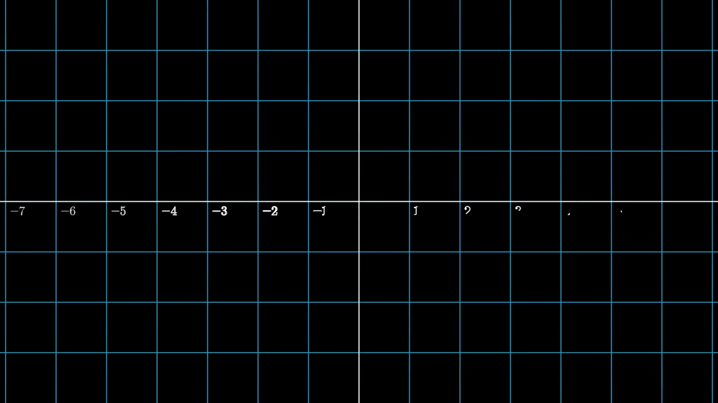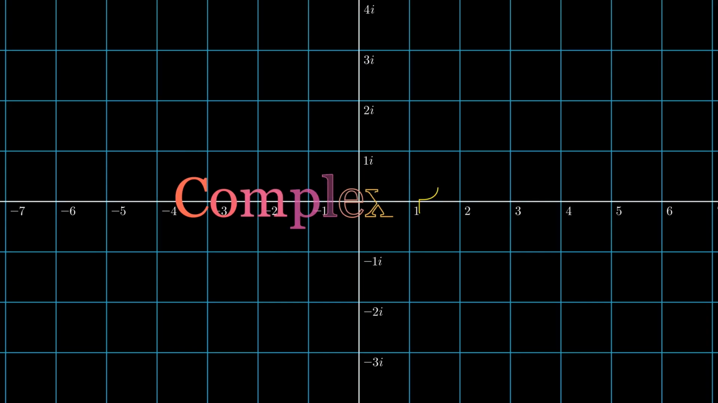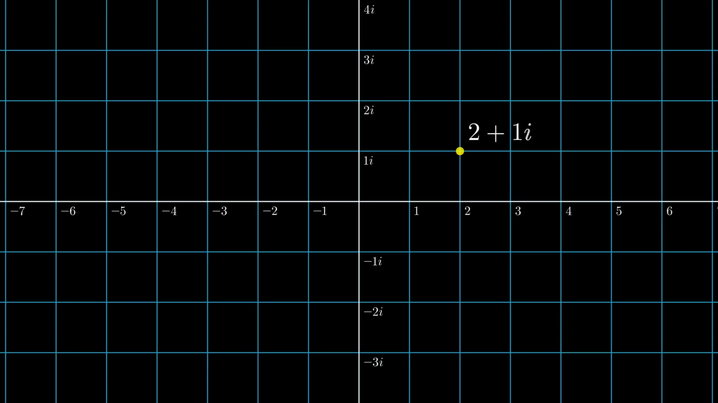So we can represent complex numbers in a plane called the complex plane. On the x-axis, we put the usual real numbers, and on the y-axis, we put the so-called imaginary numbers. Those are real numbers multiplied by i, and this is called the complex plane. Now, the complex plane is really useful because we can picture complex numbers as points in this plane. So this point, 2 plus 1i, is a complex number.